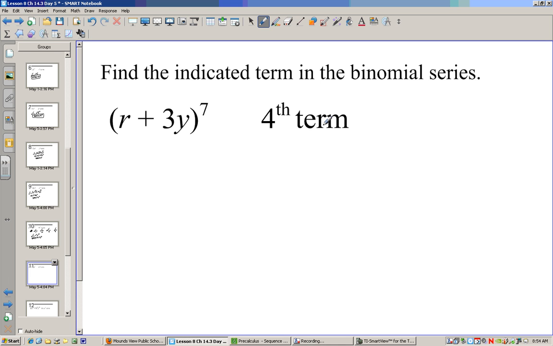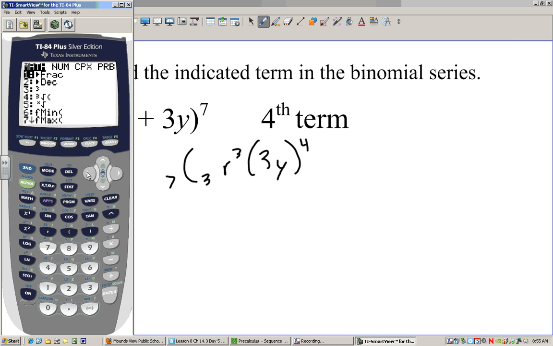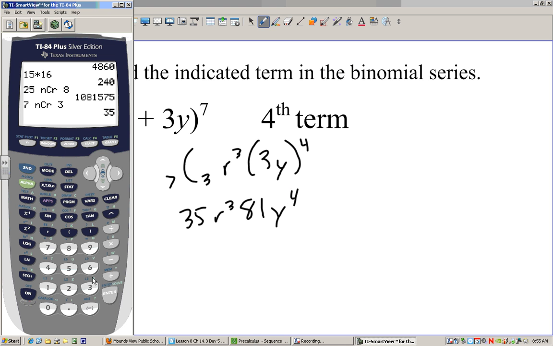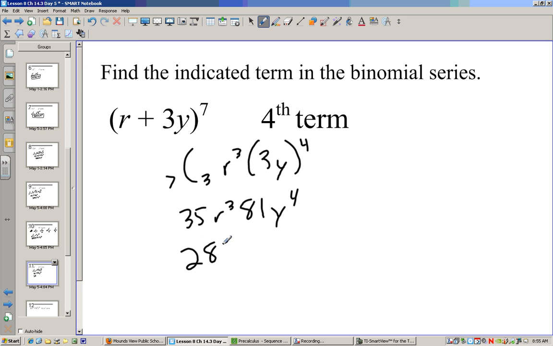Try this one to the 4th term. So the 4th term would be 7 choose 3. So our r would have to be to the 3rd power. 3y would be to the 4th power. So 35 r cubed times 81 y to the 4th. So now I just multiply 35 times 81. 2,835 r to the 3rd, y to the 4th.